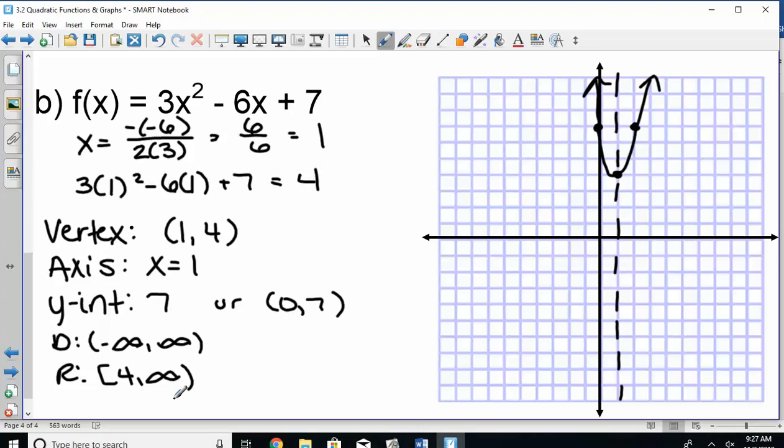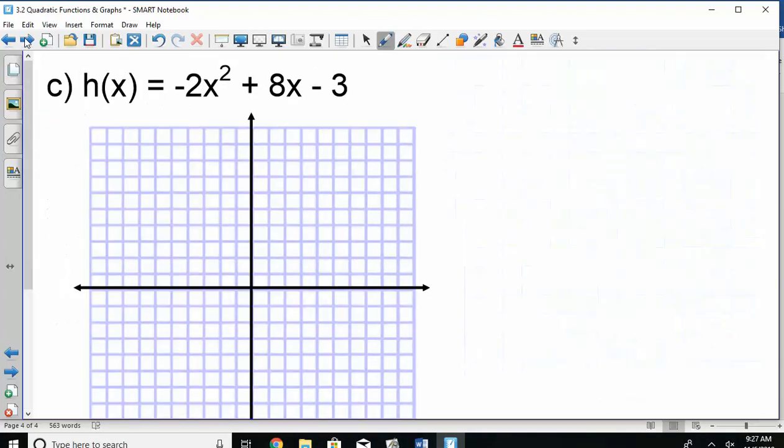Questions there? Let's go ahead and do the last graphing one and then stop for the day. Sound okay? So, will this one open up or down? Down. And it will have a maximum.